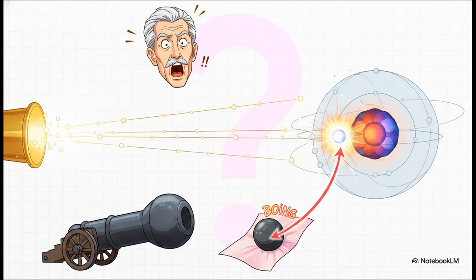Rutherford was absolutely shocked. He later described it by saying it was literally as if you fired a massive 15-inch artillery shell at a piece of tissue paper and it came straight back and hit you. Clearly, Thomson's uniform mass model was fundamentally flawed. This reveals a massive paradigm shift in how we view the physical world.